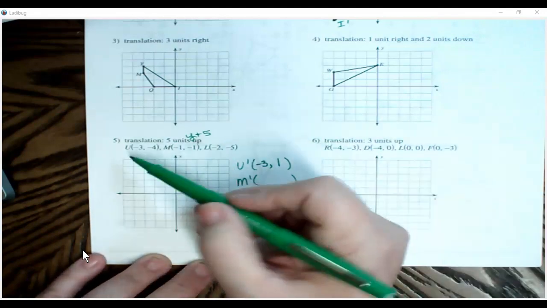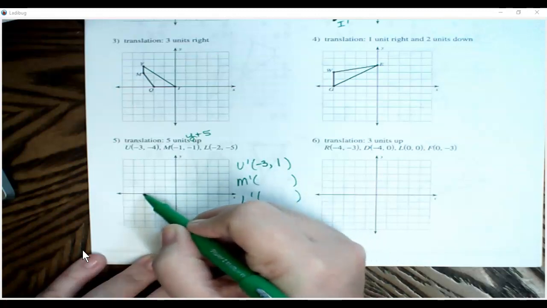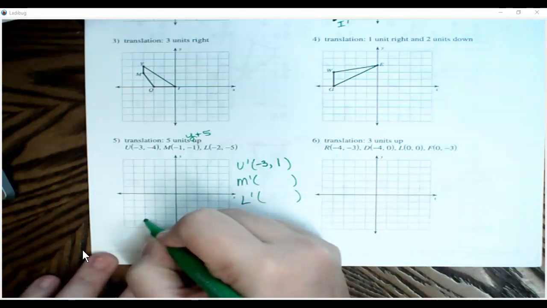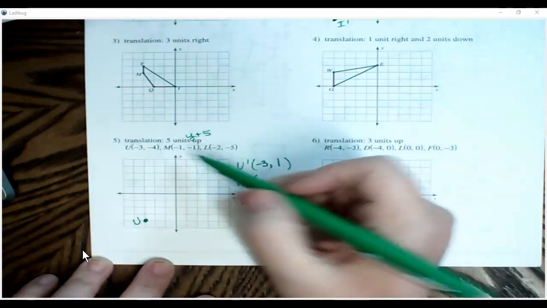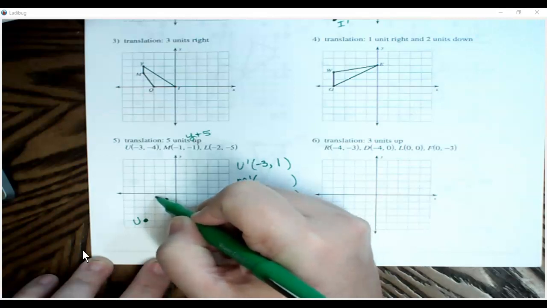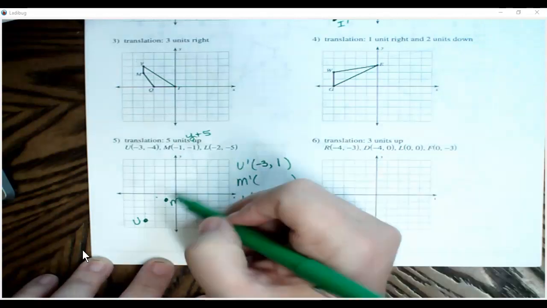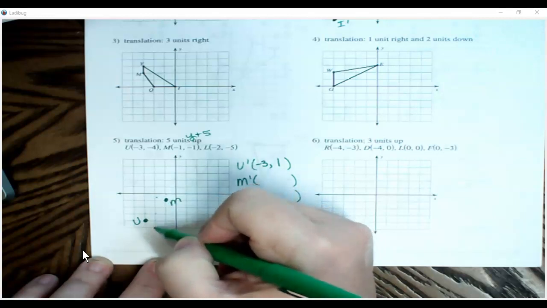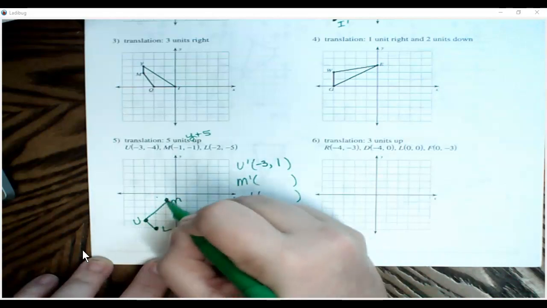So let's do that. U would be at -3, -4: left 3, down 4, 1, 2, 3, 4. So this is U. It's not U prime because it's the original point. M would be -1, -1. There is M. And L is going to be -2, -5. 1, 2, 3, 4, 5. So here's L. Connect our dots to make our figure.